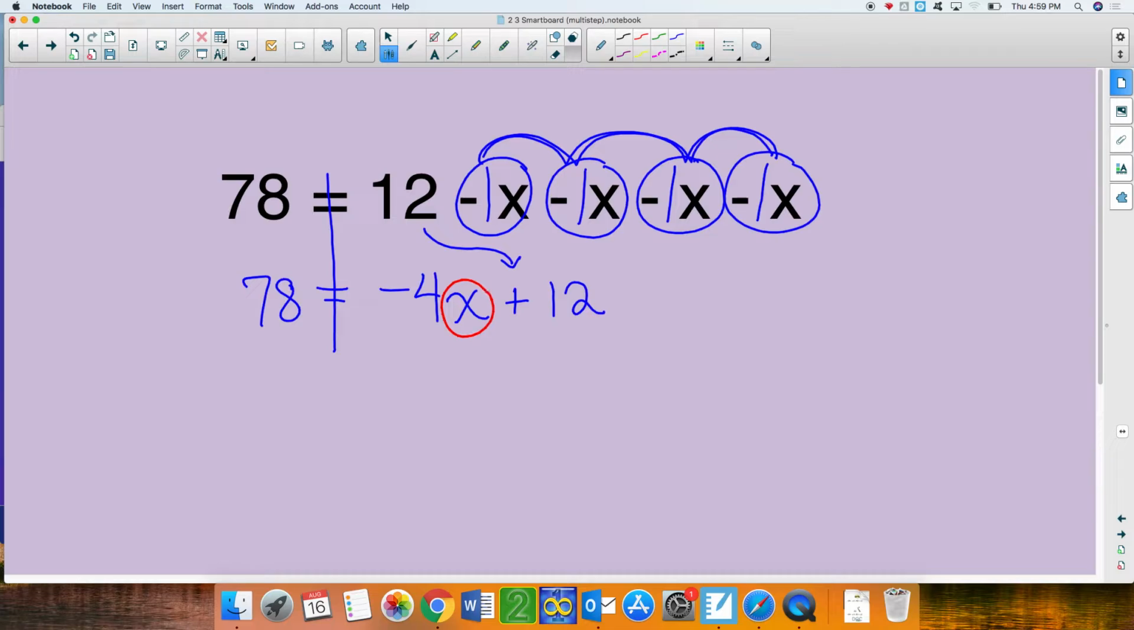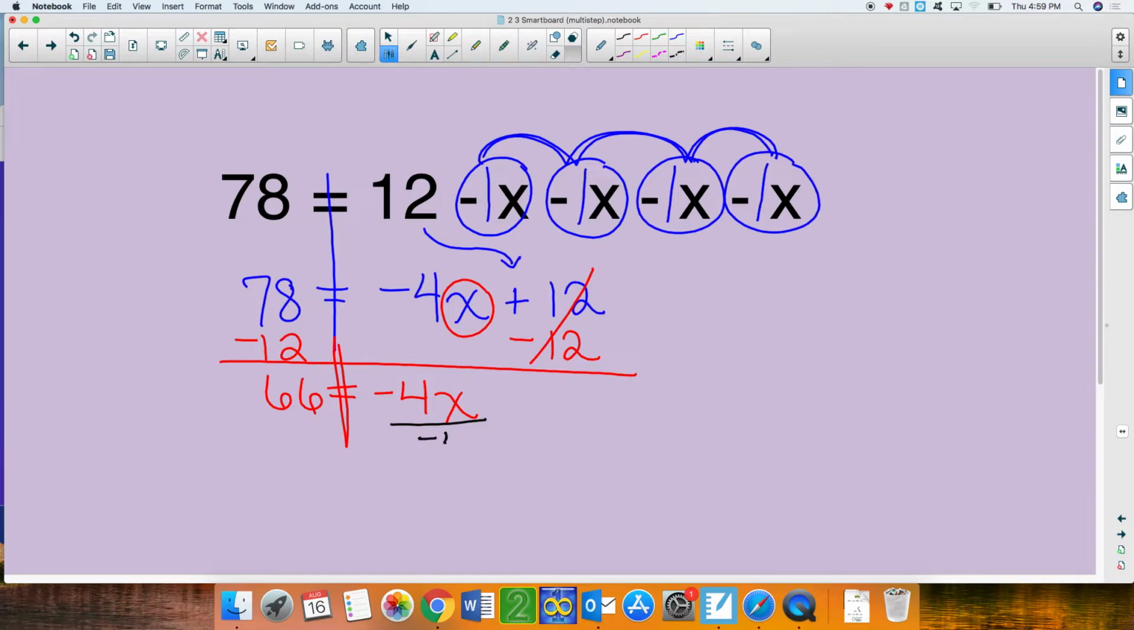Now I'm going to circle my x. Notice my negative 4 is connected to my x, so I'm going to deal with it last. I'm going to start with my plus 12. To move it, I'm going to subtract 12 on both sides. Working left to right, 78 minus 12 is 66 equals negative 4x, positive 12 and negative 12 is going to cancel. To solve for x, my negative 4 is squeezed, or being multiplied to my x, so I need to divide by negative 4 to get it to cancel out.